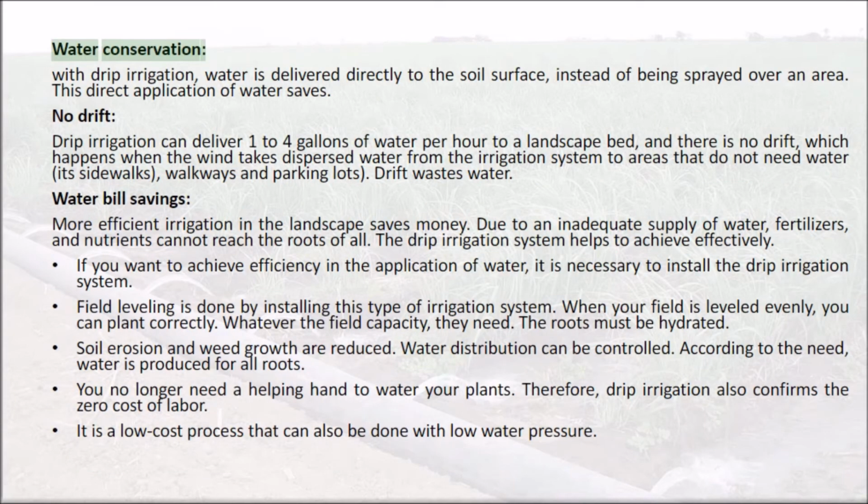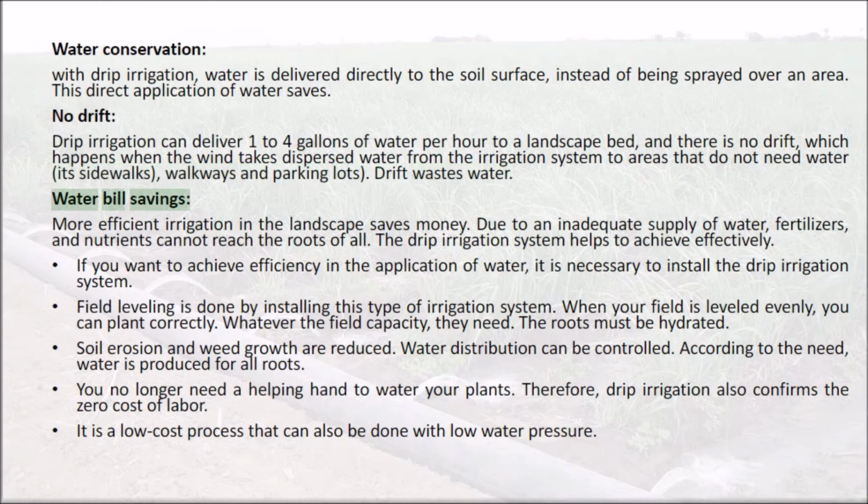Water conservation. With drip irrigation, water is delivered directly to the soil surface, instead of being sprayed over an area. This direct application of water means no drift. Drip irrigation can deliver 1 to 4 gallons of water per hour to a landscape bed, and there is no drift, which happens when the wind takes dispersed water from the irrigation system to areas that do not need water, like sidewalks, walkways, and parking lots. Drift wastes water.